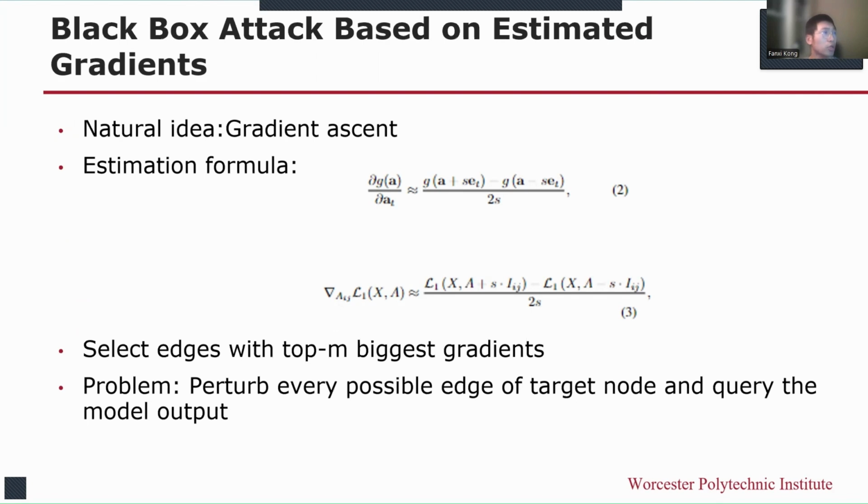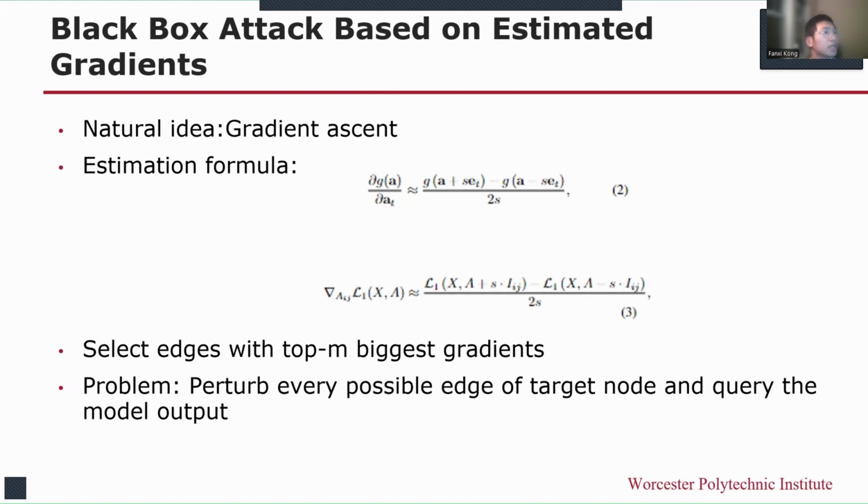As our goal is to maximize the loss, a natural idea is using gradient ascent as opposed to gradient descent. But in our situation, we do not know the internal information of the model, so we cannot use backward propagation to obtain the gradient. Then how should we do? We naturally think about using estimated gradients. And the formula we use to estimate gradients is as shown in the slide.